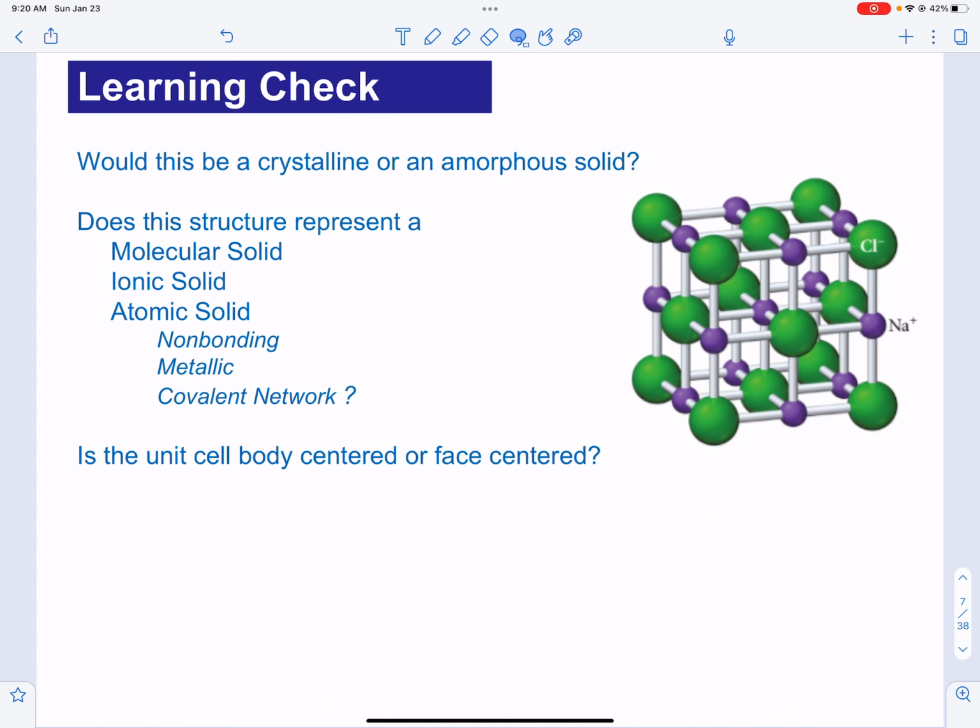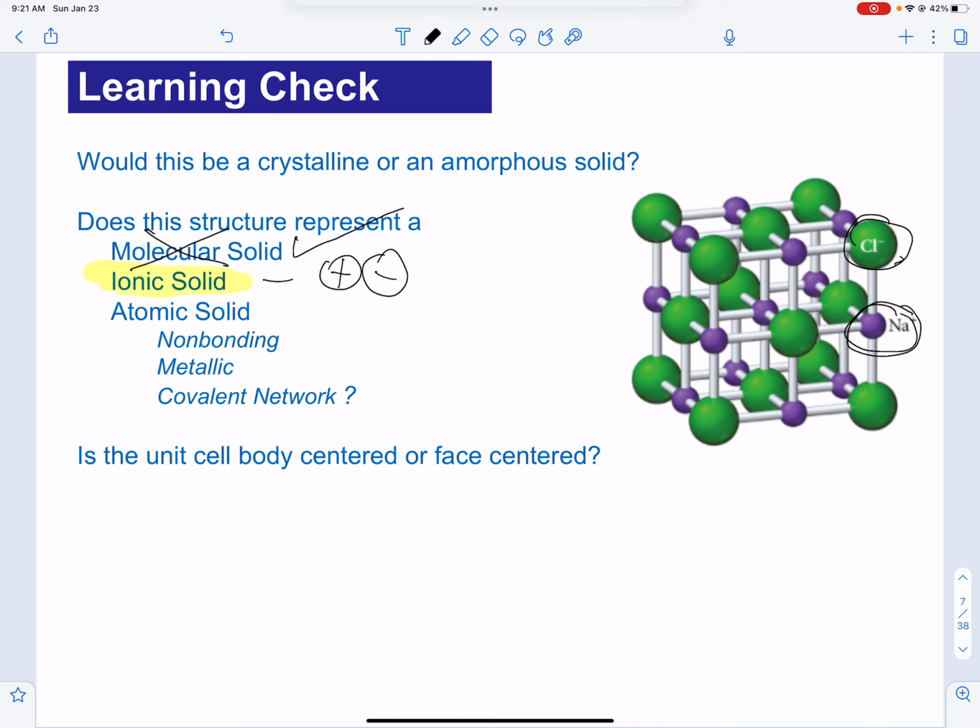So does this unit cell represent a molecular solid? Well, a molecular solid will have to be bonded, and it's going to be a molecule, which is basically a covalent compound. So basically, non-metals with non-metals, and we have a metal in there. So no, that cannot be a molecular solid. Can it be an ionic solid? An ionic solid would require a cation and an anion making a network. A cation and an anion. Yeah, most likely this is our answer.